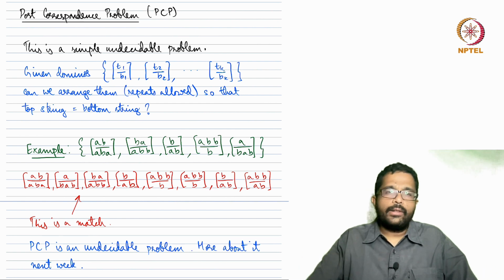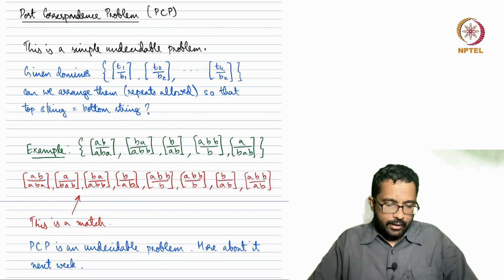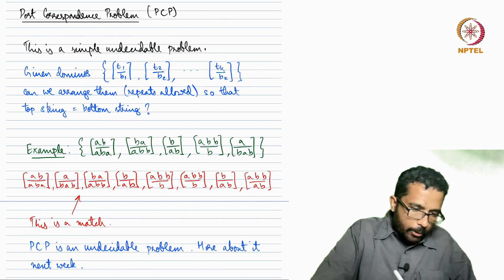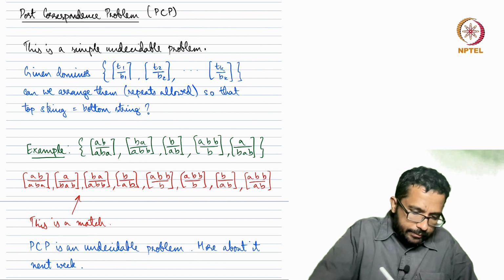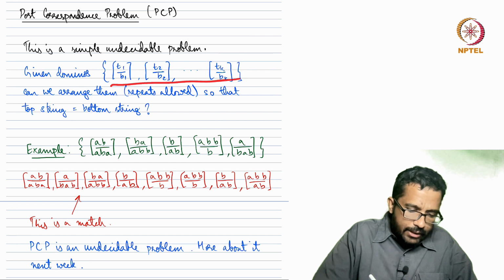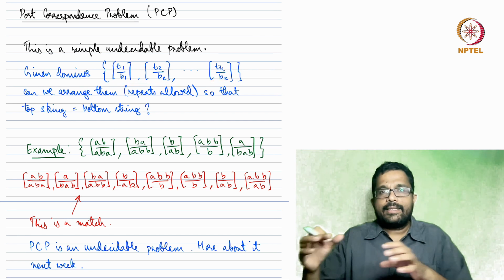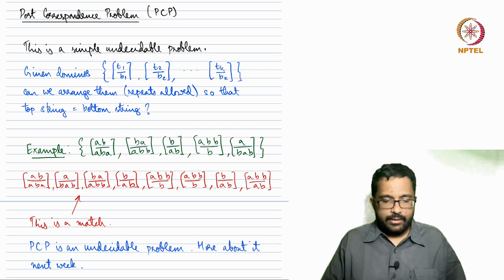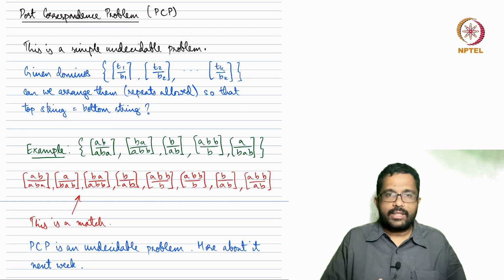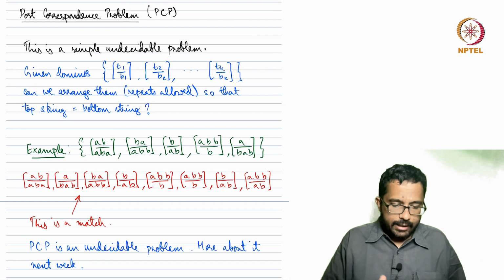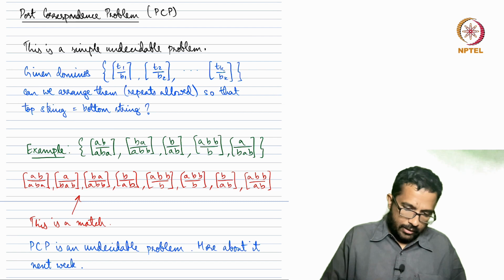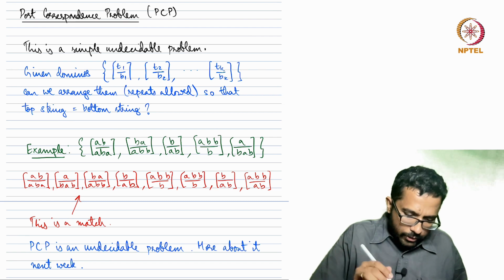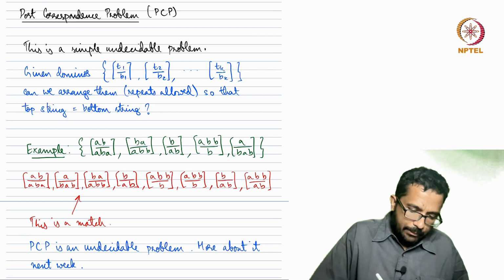So we'll see the proof in the coming week. Given some dominoes, we want to see whether we can list them in such a way that there is a match. Match means we can list them in such a way that the top string and the bottom string are the same. Maybe it's best described through an example.